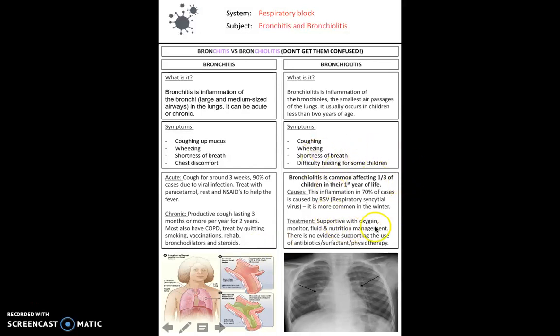In terms of bronchiolitis, we've already mentioned that it's a disease that more commonly affects children. It's really quite common, and it affects 1/3 of children in their first year of life. It's most commonly caused by RSV, which is respiratory syncytial virus, which causes around 70% of the cases of bronchiolitis, and it is more common in the winter. In terms of treatment, it's very much supportive: support with oxygen, monitor the patient, and give fluid and nutritional management, because sometimes the children who are that young have difficulty feeding as a result of the bronchiolitis. There's no evidence, however, to support antibiotics or surfactant or physiotherapy in helping the treatment of bronchiolitis.